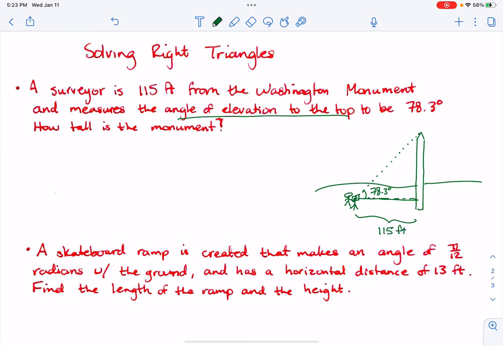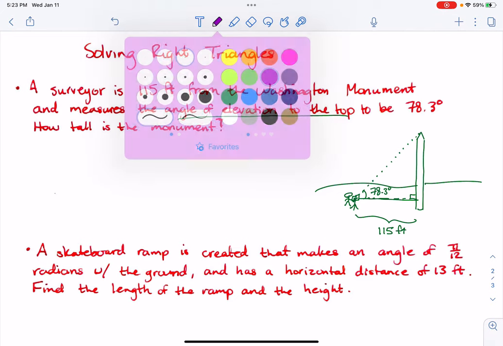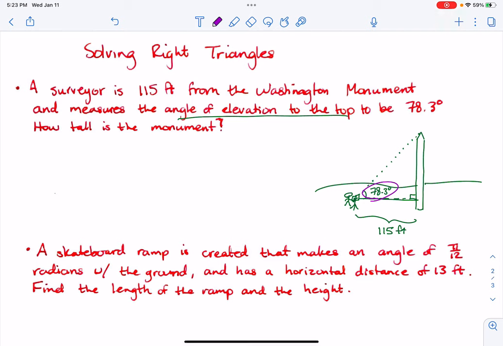For any word problem, you always want to draw some kind of picture. Always. If you do not draw a picture, you will get confused. So I draw a picture every single time. Also, one other thing to keep in mind is this angle is my theta, and you also want to label your sides. So across is my opposite. Across from the right angle is my hypotenuse. And this is my adjacent. So they gave me the adjacent side of this triangle.